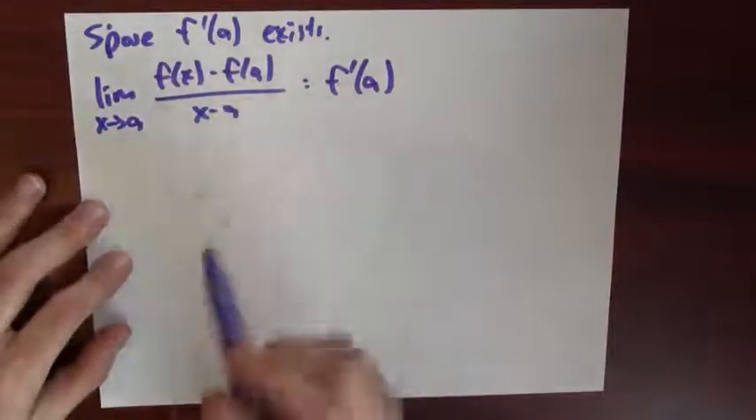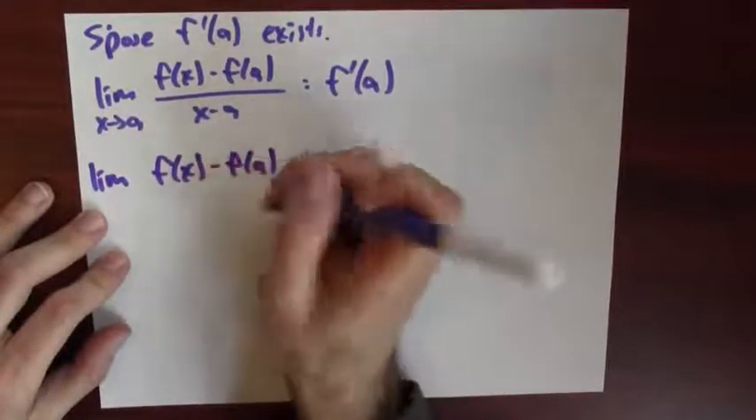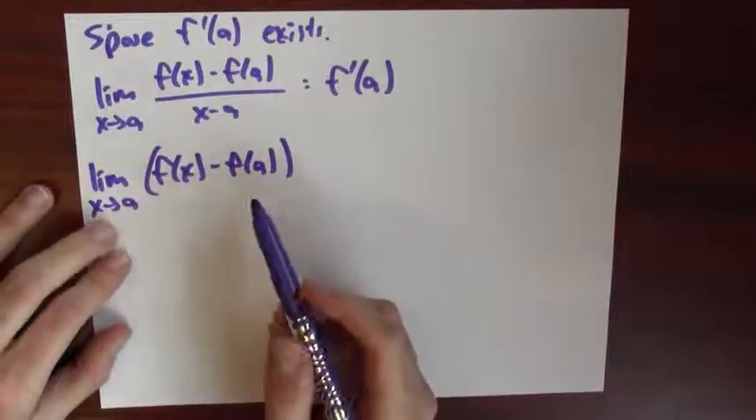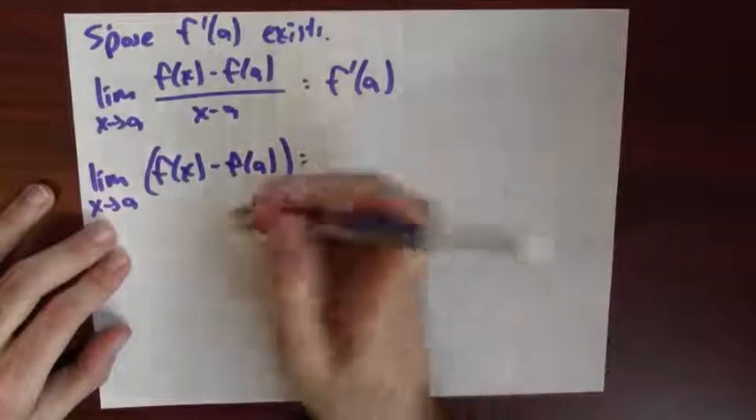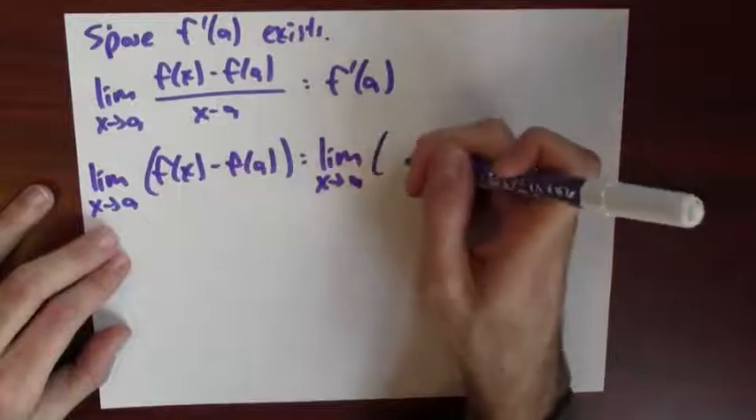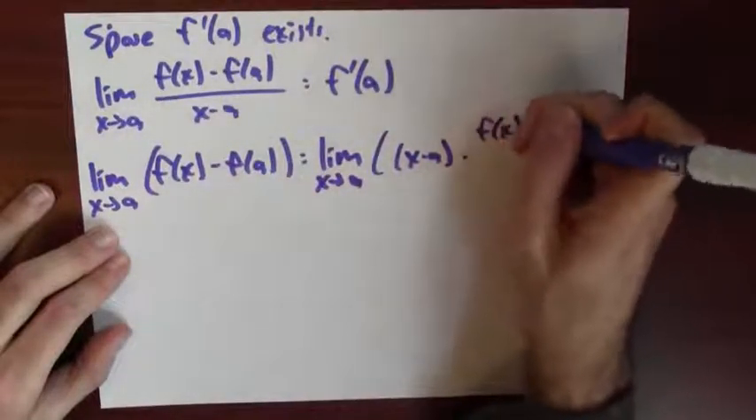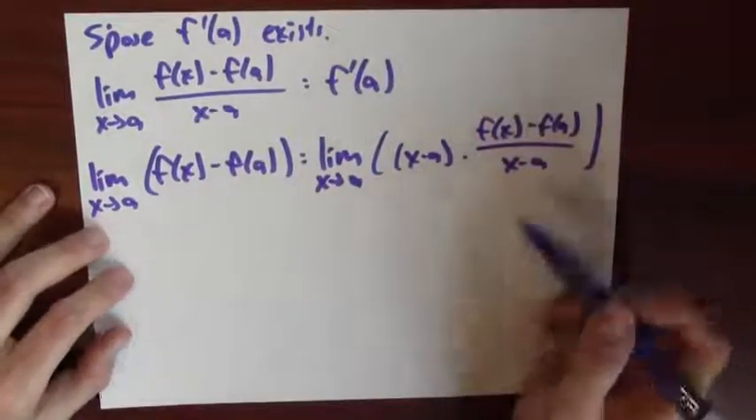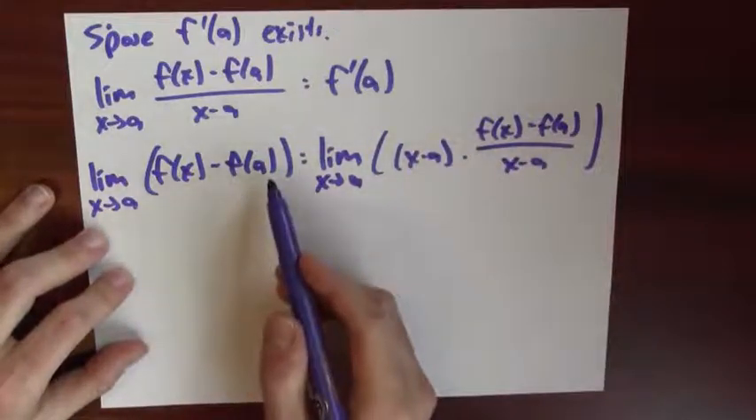Now here comes the trick. What I'd like to compute is the limit of f of x minus f of a as x approaches a. But I don't know how to do that directly. But I can rewrite this thing I'm taking the limit of as a product. Watch. Instead of taking this limit, I'm going to take the limit as x approaches a of x minus a times this difference quotient, f of x minus f of a over x minus a. Now, as long as x isn't equal to a, this product is equal to this difference.